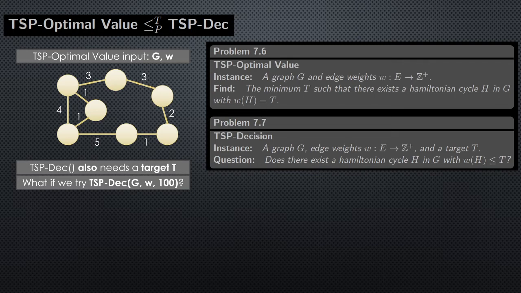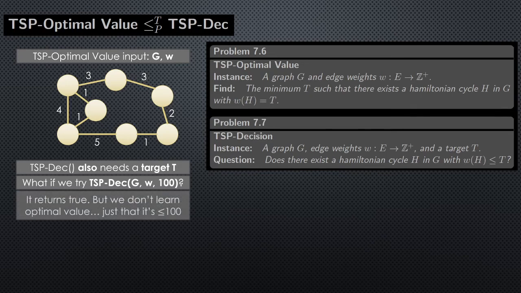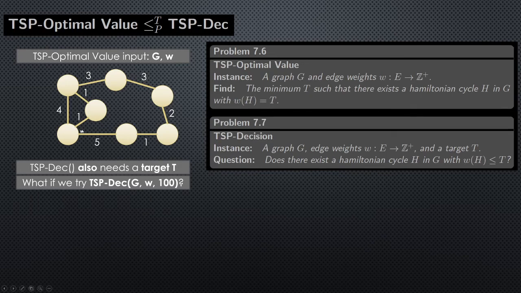It'll return true, right? There is a Hamiltonian cycle that achieves weight 100 or better. So in particular, we can contrive such a cycle here. From here to here, there's an edge weight of 1 plus 5, that's 6, plus 1 to get to this node, that's 7, plus 1 to get to this node is 8, plus 3 is 11, plus 3 is 14, plus 2 is 16. So we can visit all of the nodes exactly once by following those edges with a weight of 16. So the TSP decision is definitely going to return true.